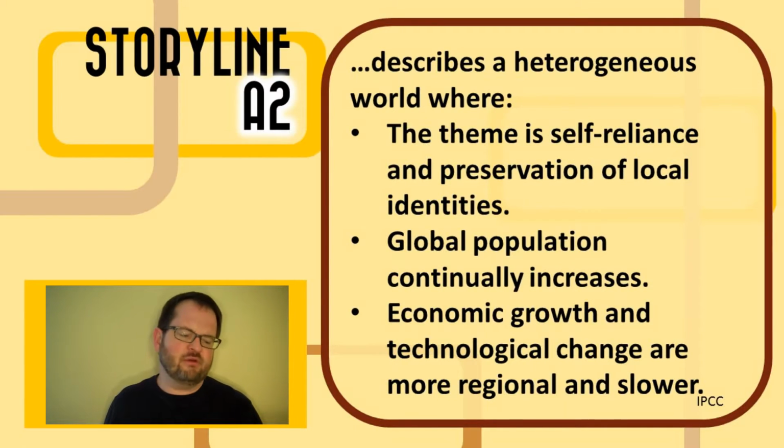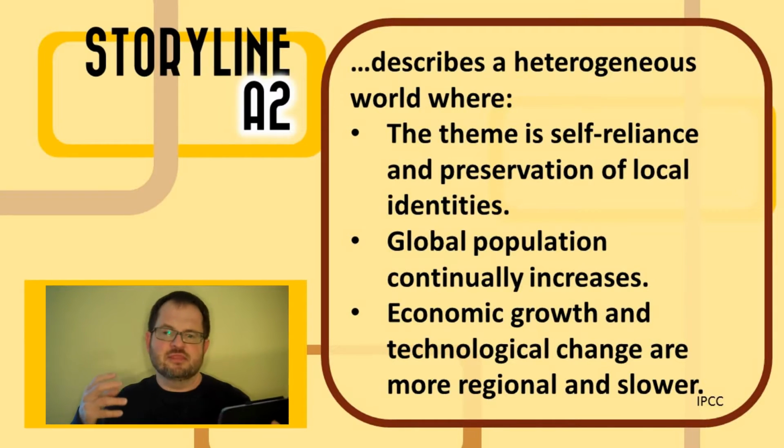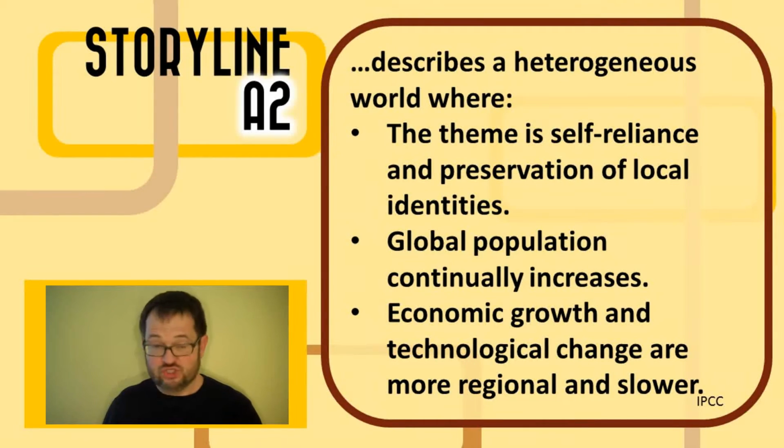A2 is a very heterogeneous world, to use the word that comes to us from climate sciences. When they think about the storyline of A2, climate scientists tell us that the theme here is about self-reliance and the preservation of local identities. A1 is all about globalization. A2 is about we all go our own ways. The economy of China develops in its own competitive way to the economy of Russia, to the economy of India, and we don't really come up with global solutions at all.